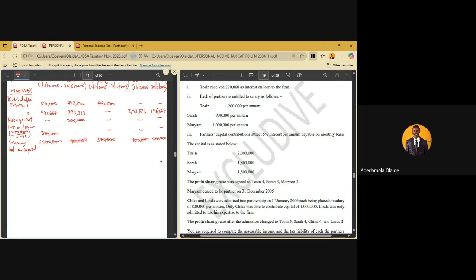Okay, interest on capital will be what? 5% of this should be what? 100,000. 5% of 1 million. 5% of 2 million. Yes, 100,000. And this should be 90,000, 5% of 1.8 million. But for Miriam, since she was only part of the business for half of the year, and we believe when she's going, she will go with her capital, then we will have to do what?